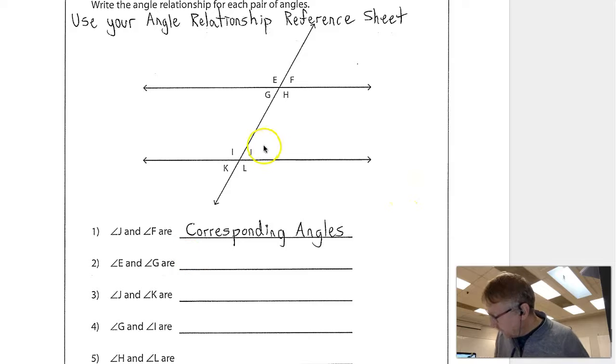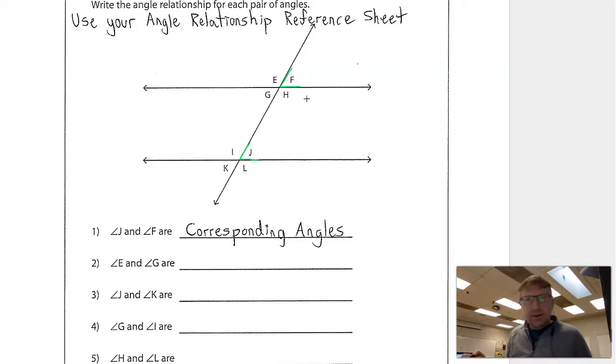Angle J and angle F. Angle J is here. Angle F is here. How are angle J and angle F related to each other? Is there any link between them? You can see here the answer is already given: corresponding angles. Here's what's meant by that.